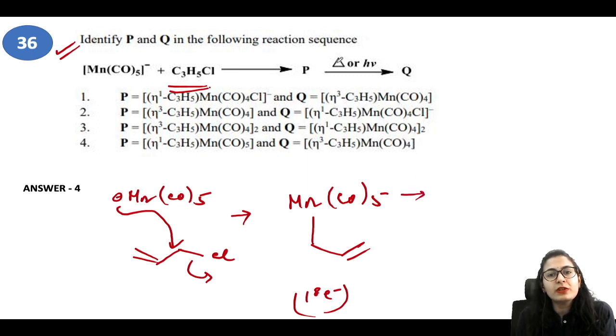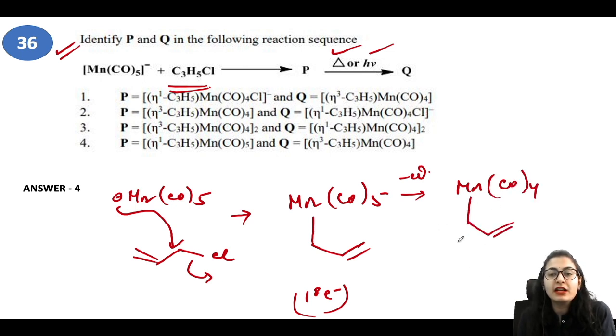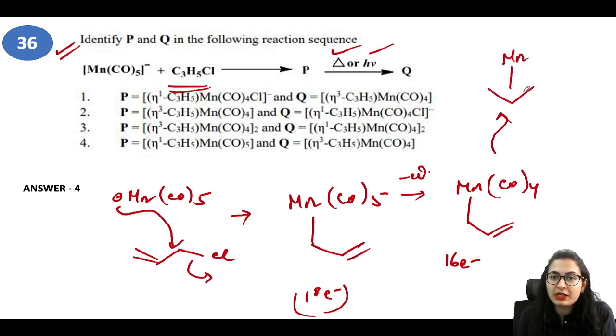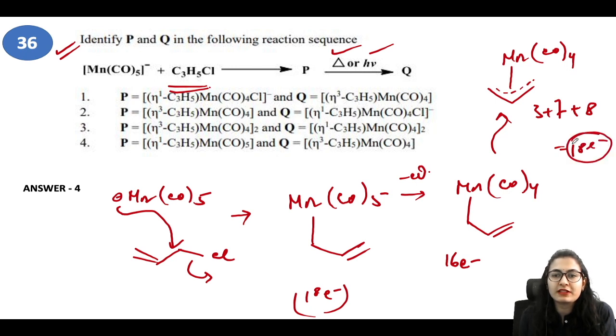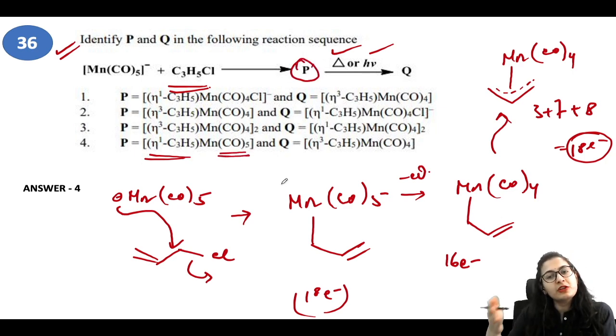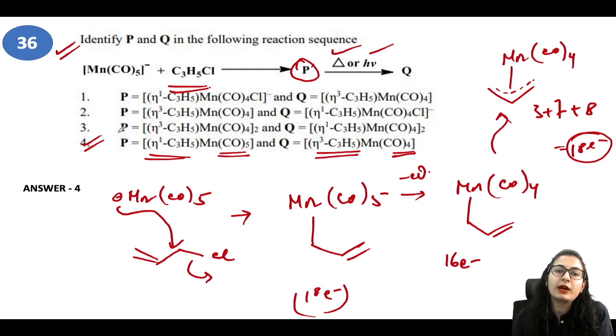But the removal, by heat or light, of a carbonyl is going to give you a Mn(CO)4 species, like this complex, which is going to be a 16 electron complex. And now the allylic group is going to change its hapticity such that it becomes a 3 electron donor. And now if you count the electrons, 3 plus 7 plus 8, that gives you an 18 electron species. So your answer is going to be eta 1-C3H5 Mn(CO)5 is present in P, and after removal of a carbonyl where it becomes CO4, it's going to become eta 3. So the fourth one is the correct answer.